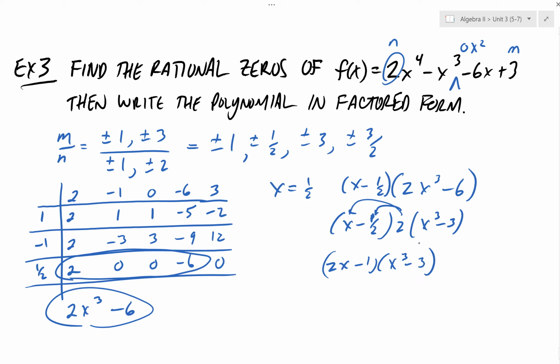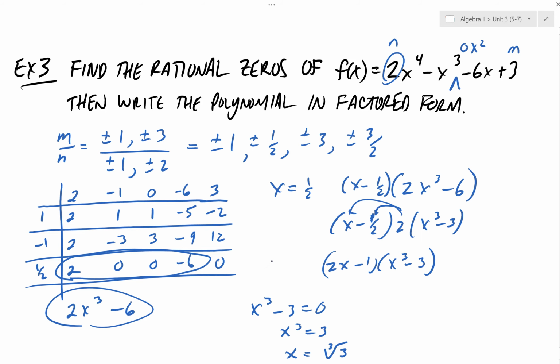Now, x cubed minus 3 is not a sum of cubes, and it's not a difference of cubes. I can solve that. I can set that equal to 0. So if I say x cubed minus 3 equals 0, then x cubed equals 3. X would be the cube root of 3, which is an irrational number. So I can't factor that anymore. I know that the remaining factors are irrational, so I'm really done.